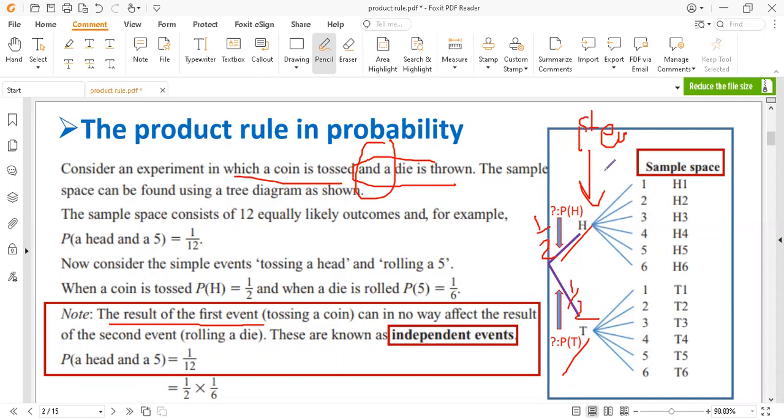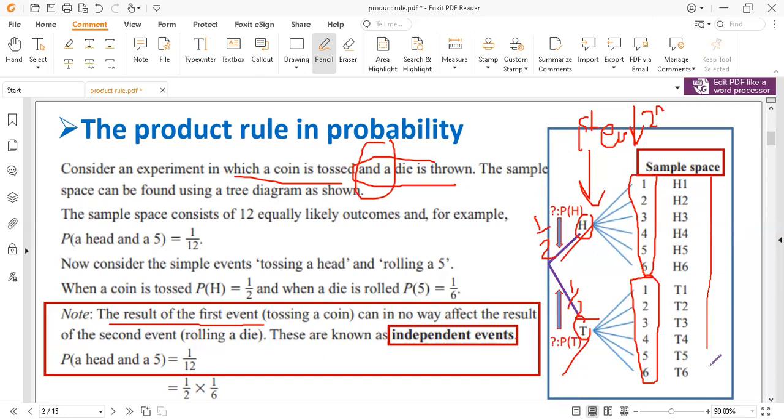Secondly, after that, we throw a die. The second stage, or second event, is to obtain one of the 6 faces of a die: 1, 2, 3, 4, 5, or 6. If we obtained the head before, or if we obtained the tail, we have the same outcomes: one of the 6 faces of the die.